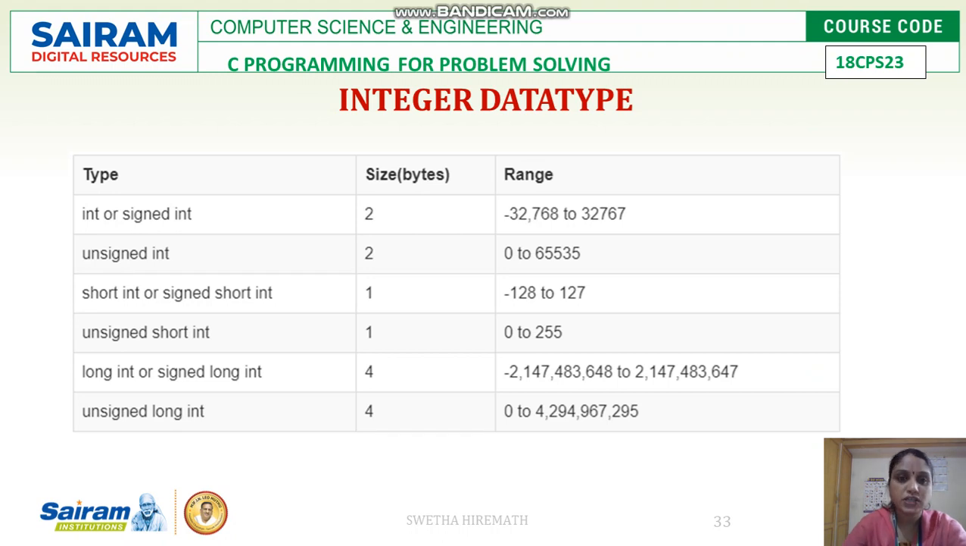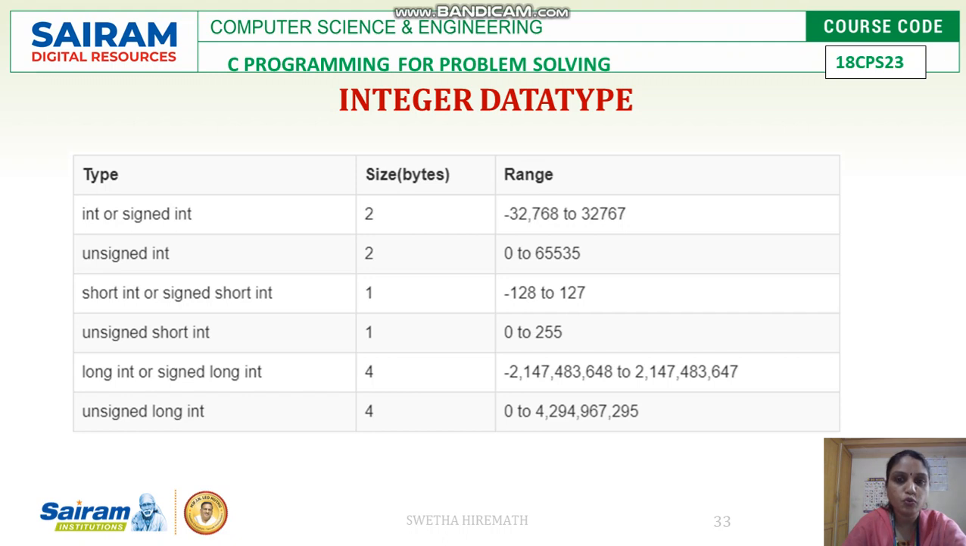Then coming to the integer data type. Integer data type, based on how many bytes it has, will store that range of values. For example, if it is signed int or int, 2 bytes will be allocated for it. 2 bytes means 2 to the power of 16. Since it is a signed integer, positive and negative numbers both should be included. The range of numbers which can be stored in this particular data type is minus 32,768 to 32,767. Only within this range we can store the numbers for our signed int.